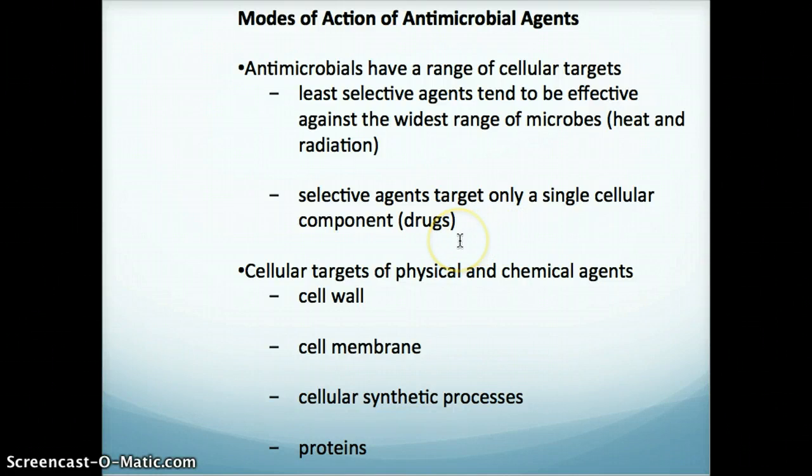On the other hand, if you have a drug that is only targeting a particular cellular component of perhaps a bacteria, then it will really only work on that. It won't work on the other microbes that might be present. When we're talking about physical and chemical agents, which I will get into more in my next lecture on Chapter 9, the targets include the cell wall of the organism, the cell membrane, and the cellular synthetic processes, so whatever the cell is trying to make, it will disrupt that. And lastly, proteins. It may denature proteins that are necessary for the growth of that microbe.